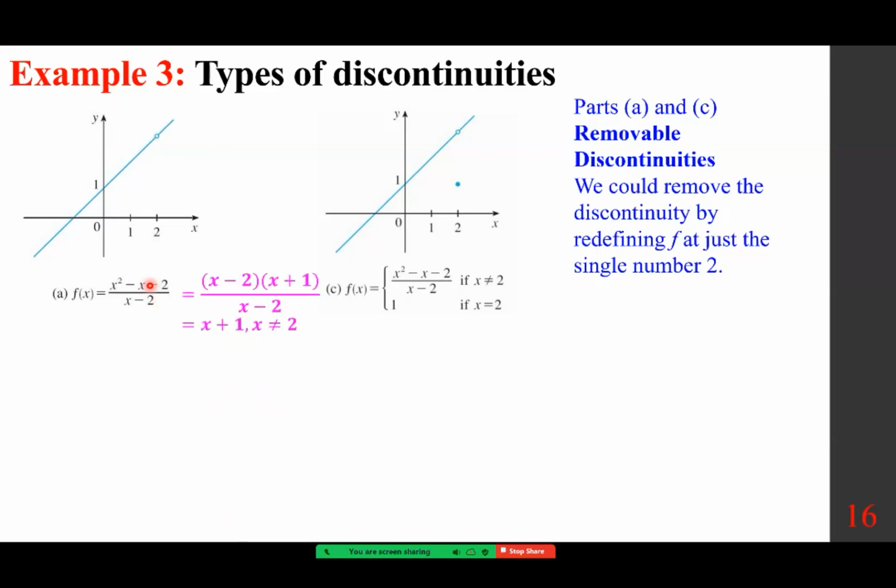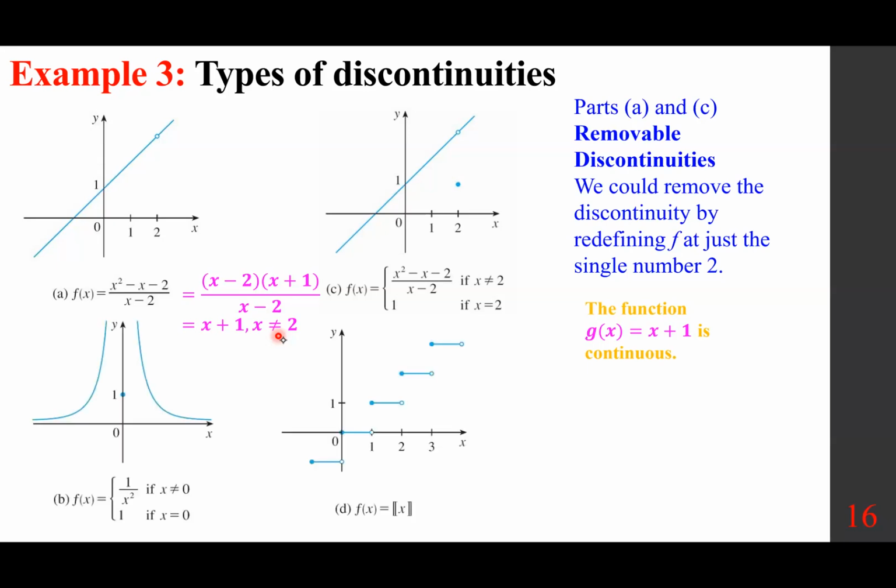Now notice this one, if I do the factoring x minus 2, x plus 1 over x minus 2, they cancel each other. This becomes x plus 1 when x is not equal to 2. Please understand, this function, g of x equals x plus 1, which has no restrictions, is a linear function, is continuous everywhere. But this function is continuous everywhere except at x equals 2. And the only way to fix it, to remove the discontinuity, is by redefining f of 2.